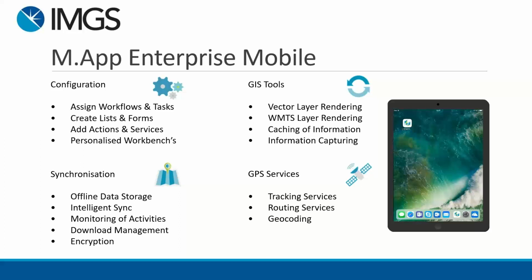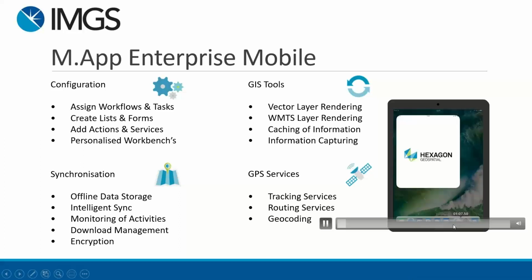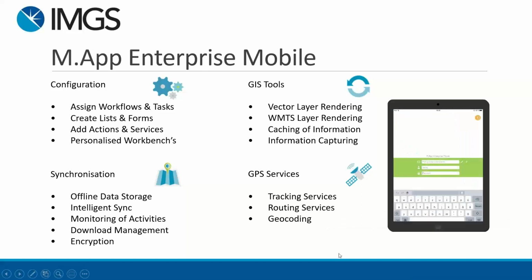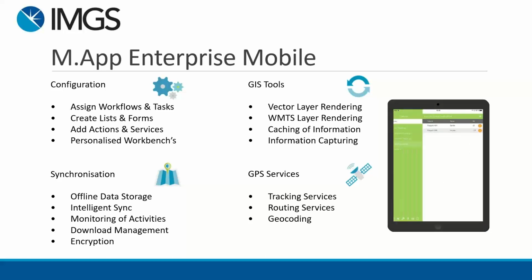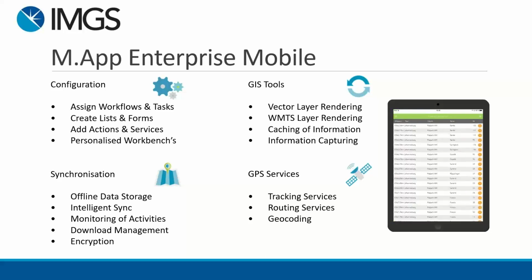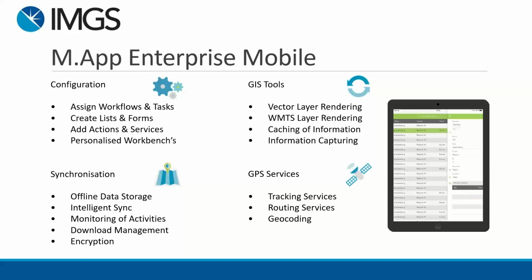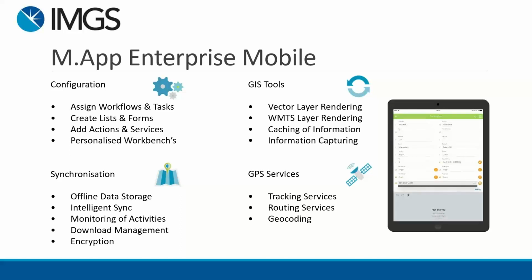MApp Enterprise also comes with MApp Enterprise Mobile, which allows users to create mobile apps to take workflows and tasks to the field, to create lists and forms, and then do actions and services when out there in the field. With the mobile app, you can synchronize your app back to the office so that you've got offline data storage. If, like ourselves, you've got challenging internet connections in the field, you can still access the data. Not only can you access the data, but you can edit data in the field while offline. And then once you become online, that data can be intelligently synced back to the office or to the server.